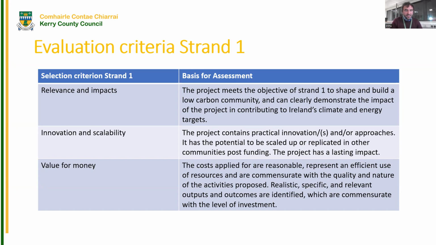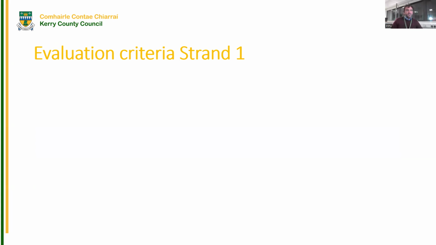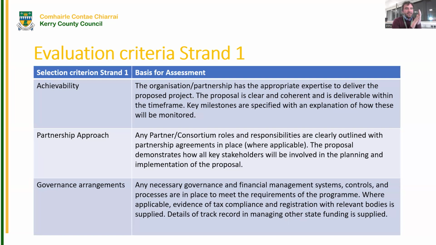So then the next thing is innovation and scalability. The project has practical innovation, and as an approach it has the potential to be scaled up and replicated in other communities. Post funding, the project has a lasting impact. So then value for money. The costs proposed for the project are reasonable. They represent an effective use of resources and are commensurate with the quality and nature of the activities proposed. Realistic, specific, and relevant outputs and outcomes are identified, commensurate with the level of investment. So there are the first 3 sections.